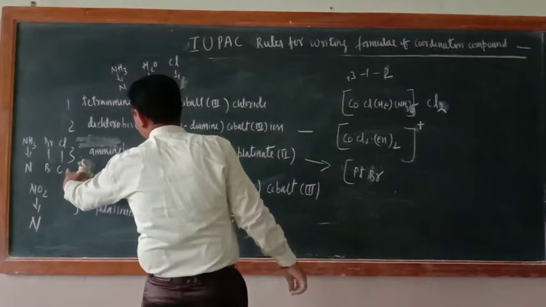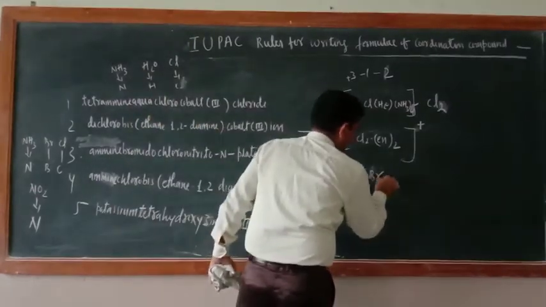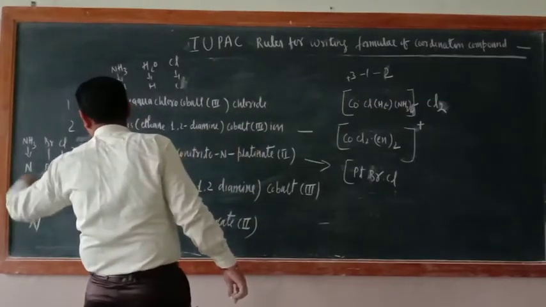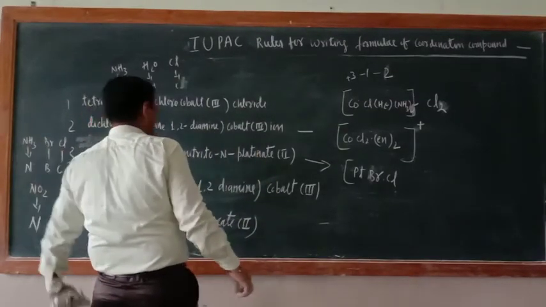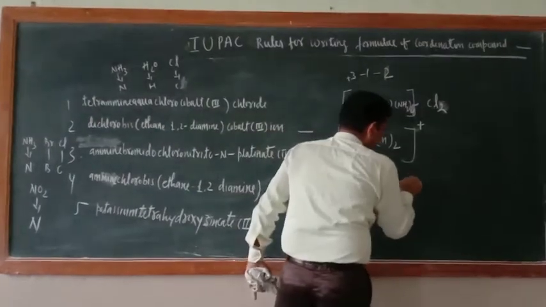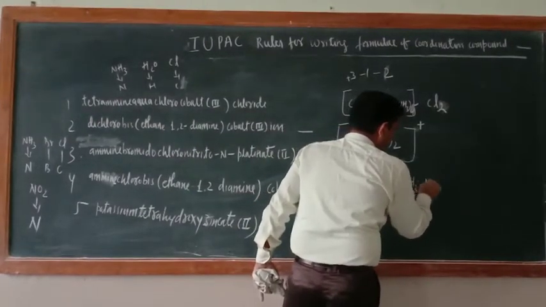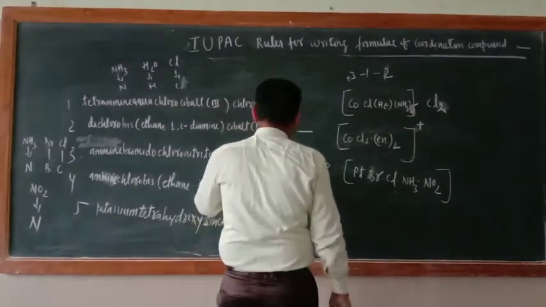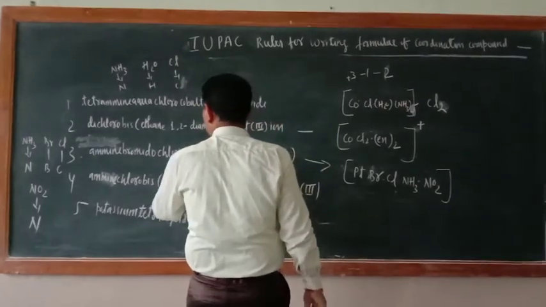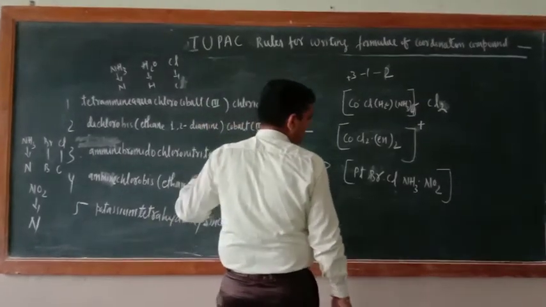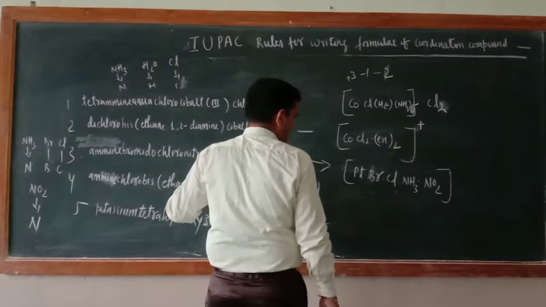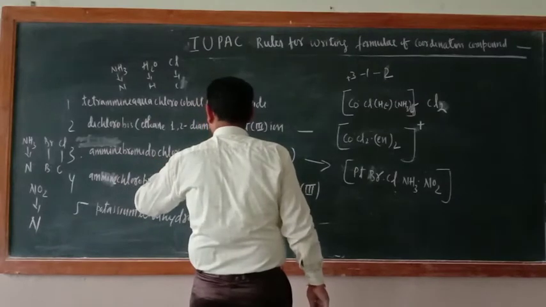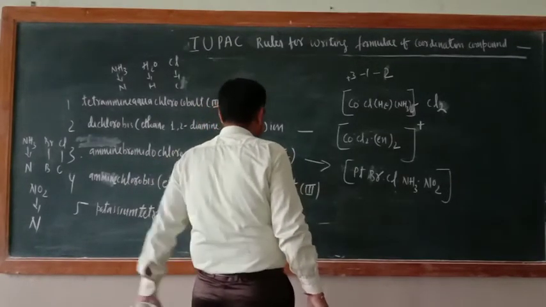After Br, which will come? Cl. Then which will come? Just see here, NO2, NH3. So NH3 will come. Then who will come? NO2, bracket close. Now the oxidation state is 2. Just see, the name will be platinum, amino, bromido, chloro, nitrito, platinate(II).